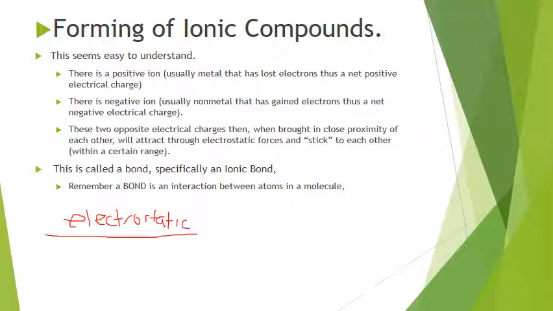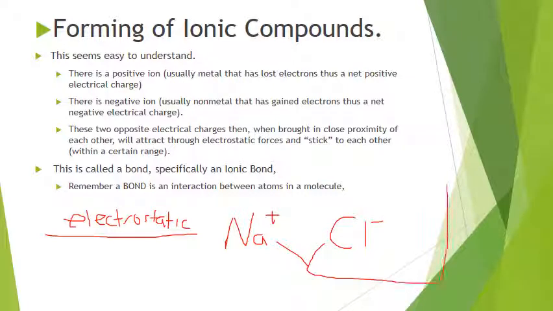So in terms of an ionic compound, you have two oppositely charged, electrically charged substances, and we'll look at sodium chloride. Sodium has lost an electron somehow and has a net positive charge, and chlorine somehow has gained electrons. How they gain or lose electrons can be independent of each other. If you bring these guys close enough together, they'll stick together. That sticking together is called electrostatic interaction, and since it's between ions, we call it an ionic bond.